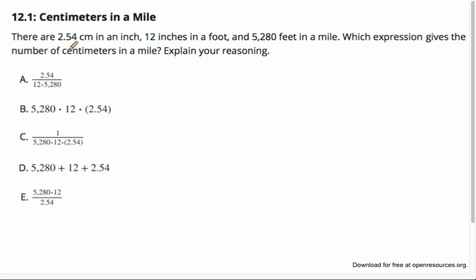So we're going to go through and see what the task is. There are 2.54 centimeters in an inch, 12 inches in a foot, and 5,280 feet in a mile. Which expression gives you the number of centimeters in a mile? An expression is just numbers or numbers with operations. And we want to figure out what is the expression that tells us the number of centimeters in 1 mile. If that's the case, we want to get the number of centimeters per mile. That's what we want to equal.